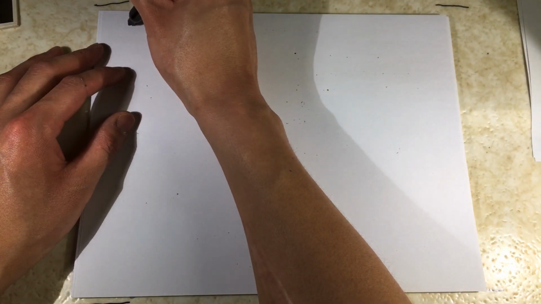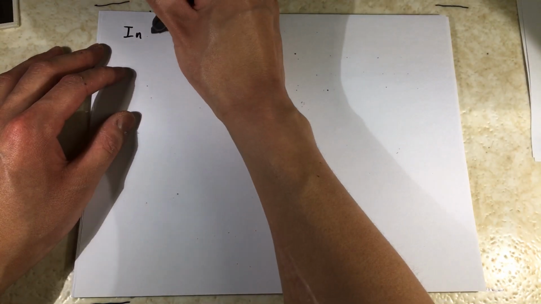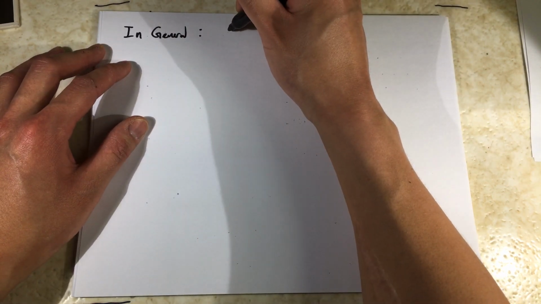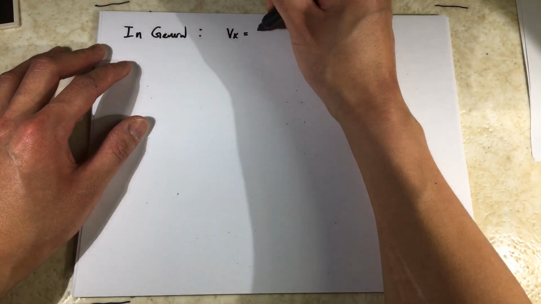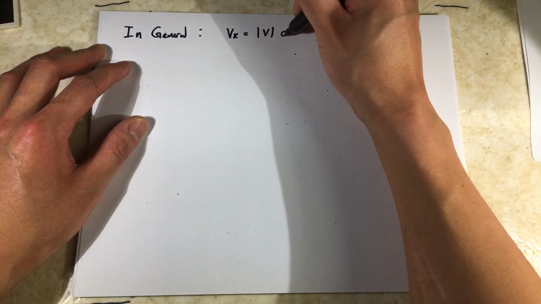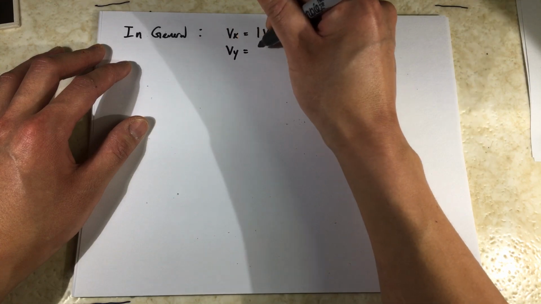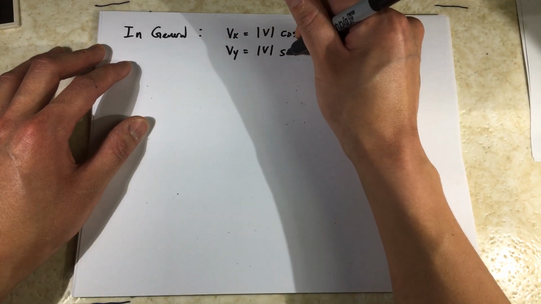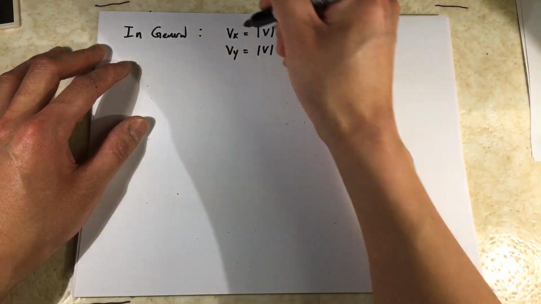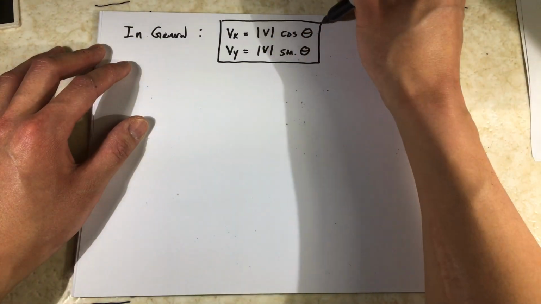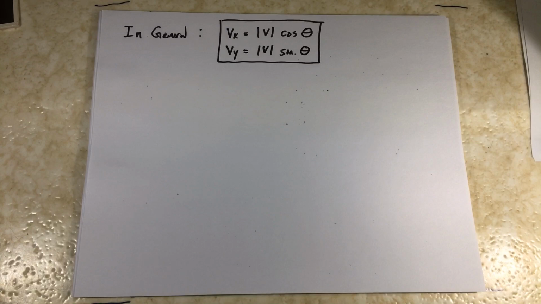But there's something that we can carry on from that, which is basically what we found is that Vx was the magnitude of the vector times cosine of the angle, and Vy was the magnitude of the vector times sine of the angle. And it turns out that these are going to be in general true for other ones as well.